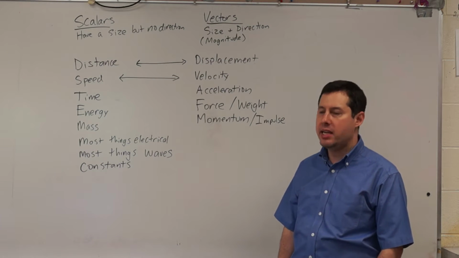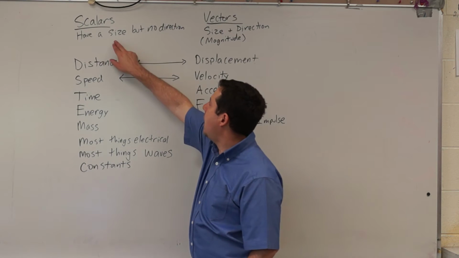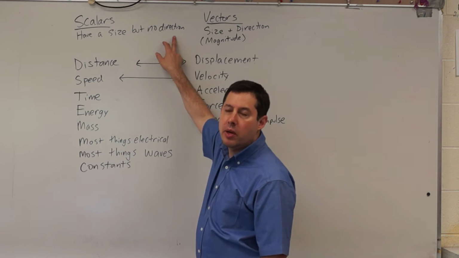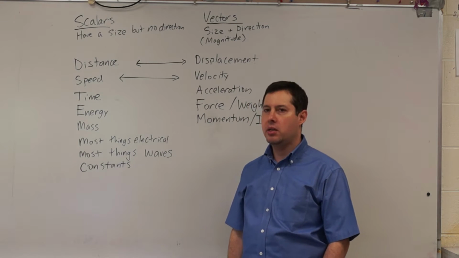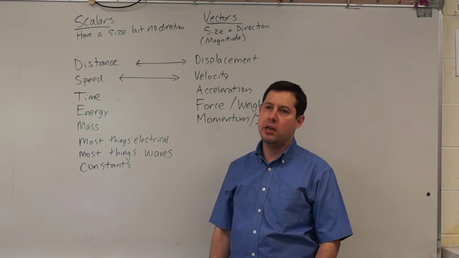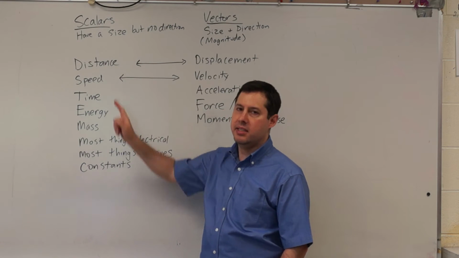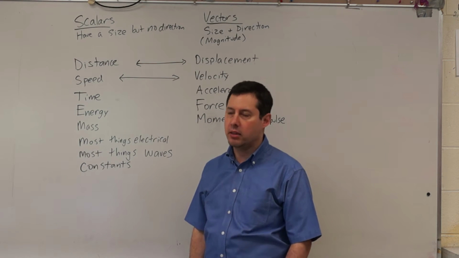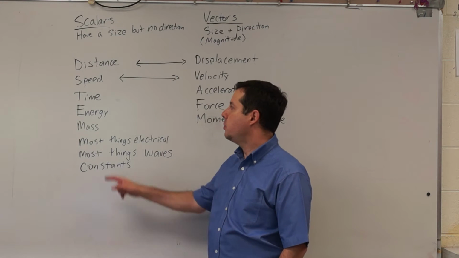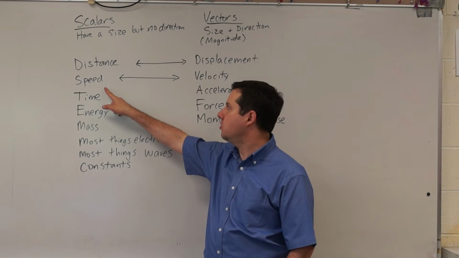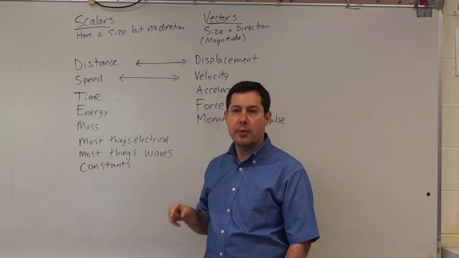A scalar is any sort of measurement that has a size but not a direction to it. So if you want to see how far you walk to the mall, for example, maybe you walk 2 miles, that would be a distance that is a scalar. You look at your car, it has a speedometer on it. The speedometer measures your speed, how fast you're going. That is a scalar quantity.